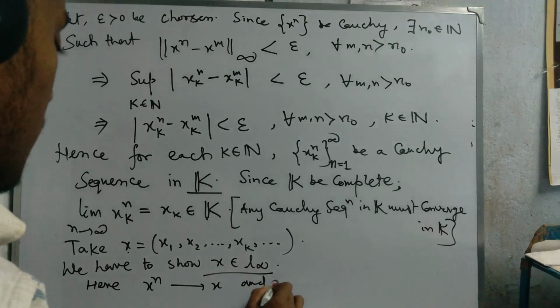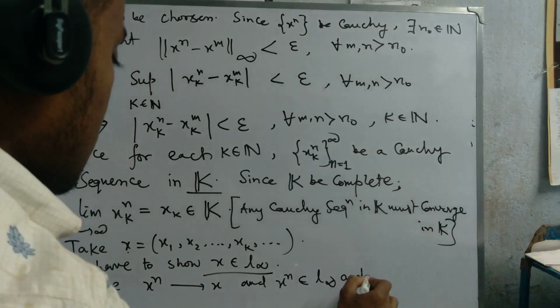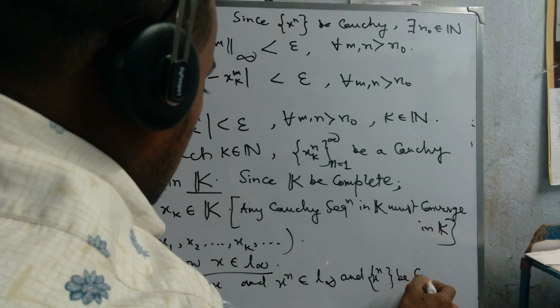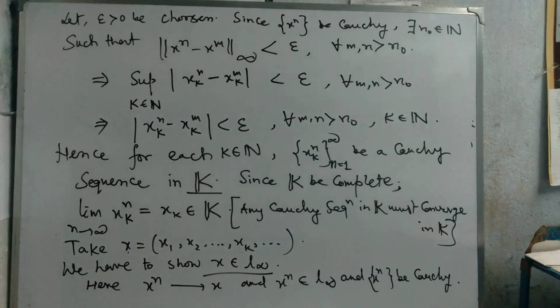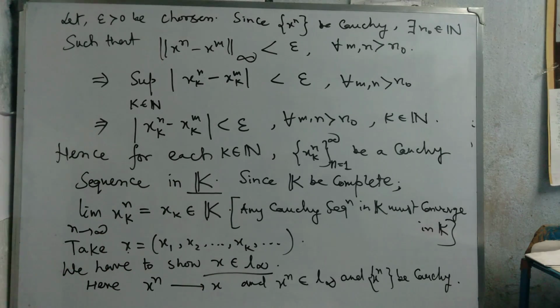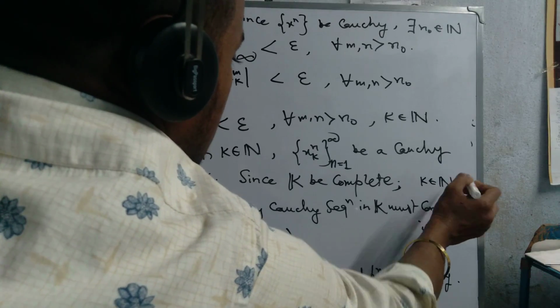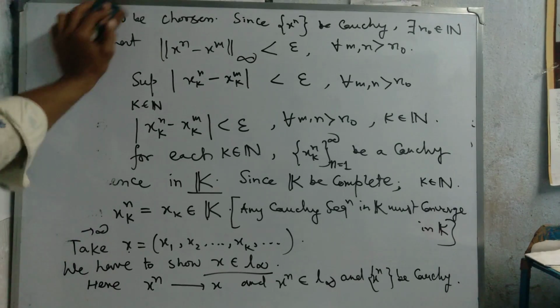We know that x_n belongs to L infinity and x_n is Cauchy. We know this portion now. Any problem here? I think not a problem at all. Here we write small k belongs to the natural numbers. Then this one is done, so we erase that portion and go on to further discussion.